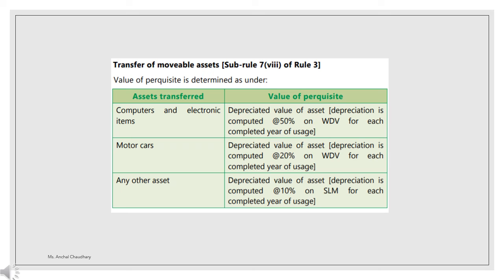And second, if that asset is a motor car, then the depreciated value of the asset will be determined at the rate of 20% on WDV method for each completed year of usage. And if it is any other asset apart from computers, electronic items or motor cars, then the depreciation will be 10% per annum on SLM for each completed year of usage. So this is how you have to calculate the value of perquisite when a movable asset is transferred to the employee.